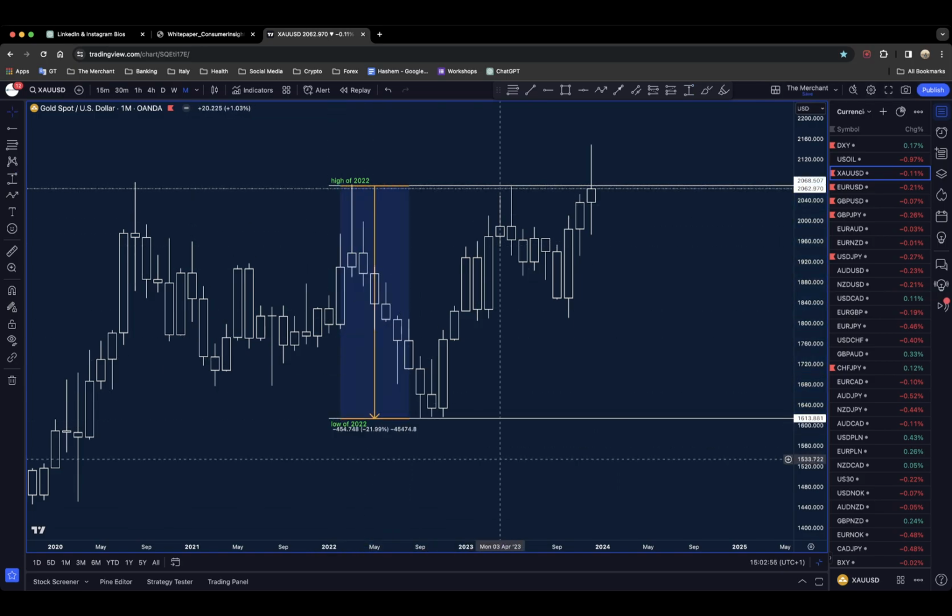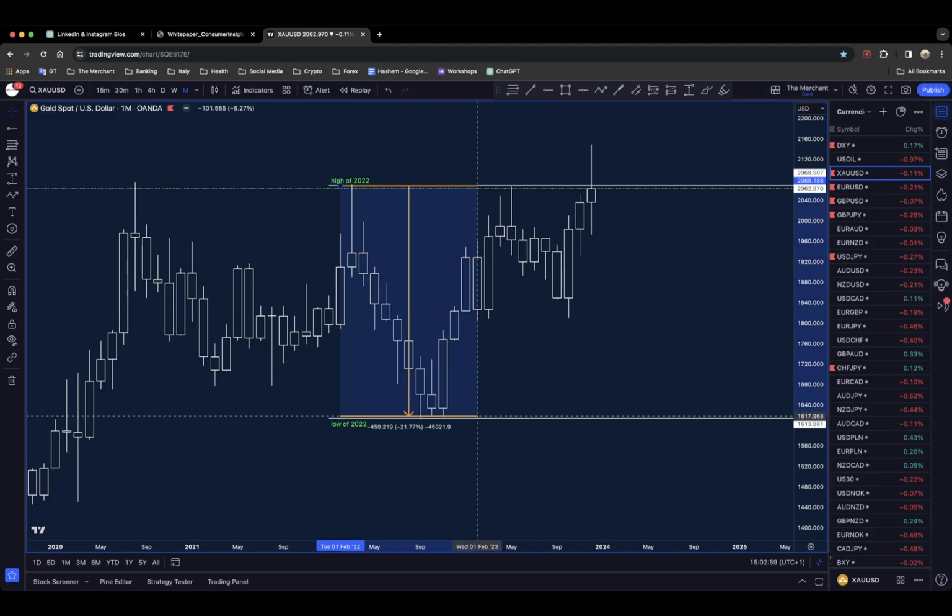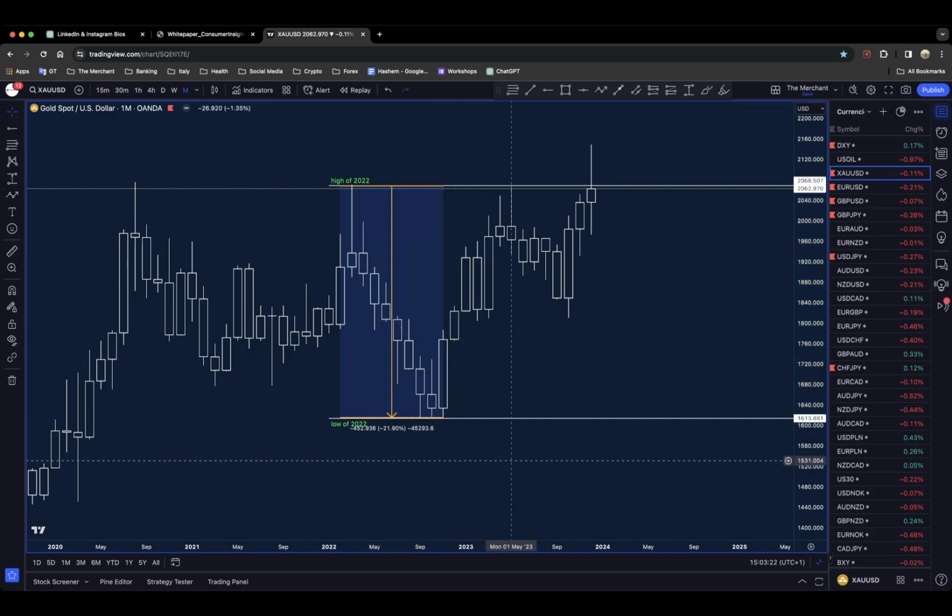So here we talk about almost 22% movement. Let's put it that way. Okay, 22% price movement, and we talk about 45,300 pips. We talk about price ranging between 2062, that was the high, back in March 2022, and the lowest was 1,613. Okay, so this is one thing to keep in mind.